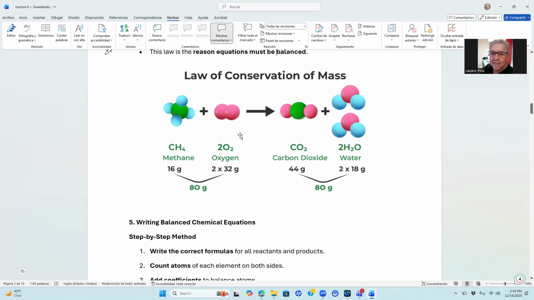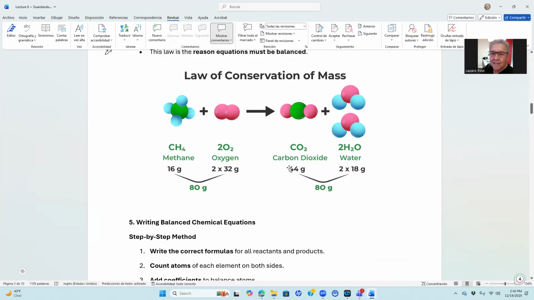Look at this. As you can see, the mass of methane is 16 grams. The mass of oxygen is 32 times 2 because I have 2 oxygen. Then it is 64, and 16 plus 64 is 80.